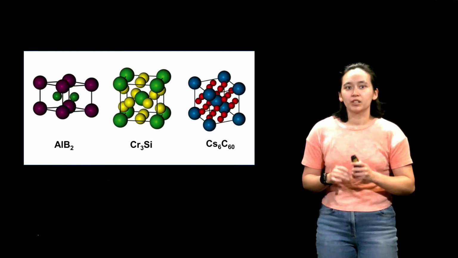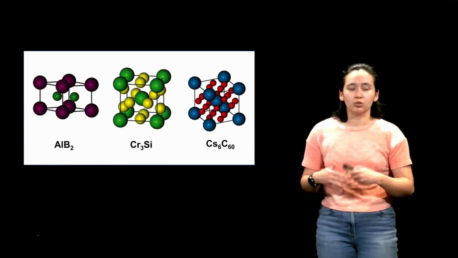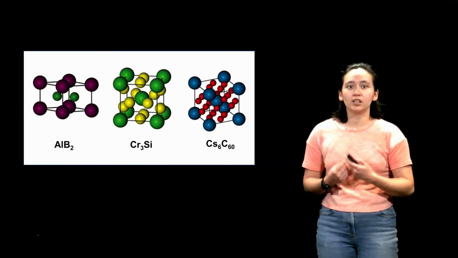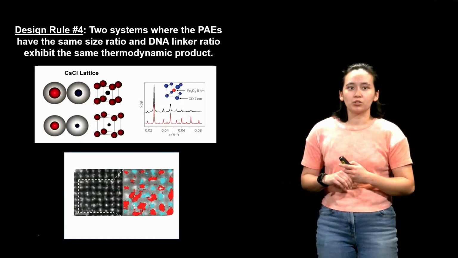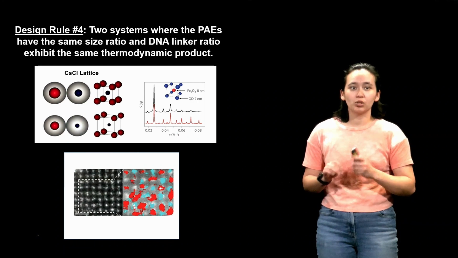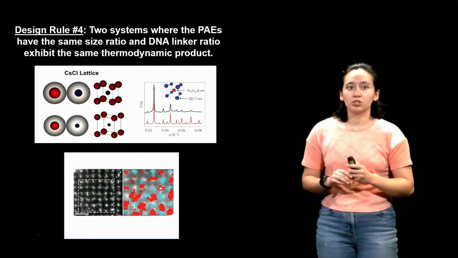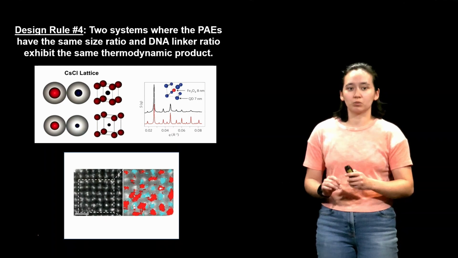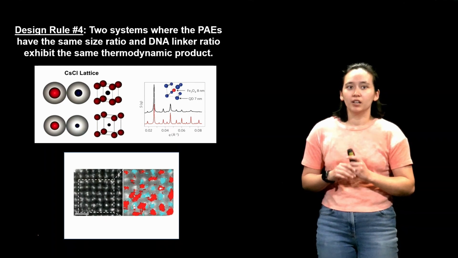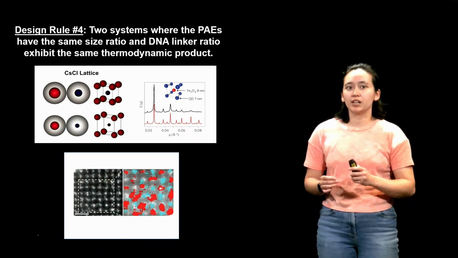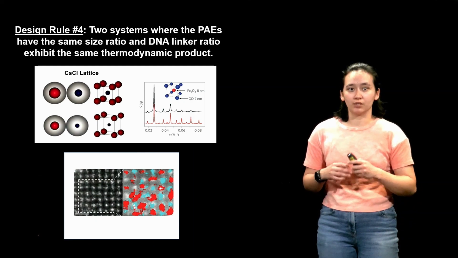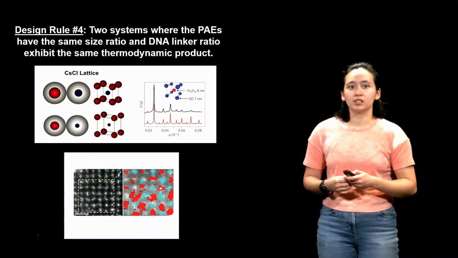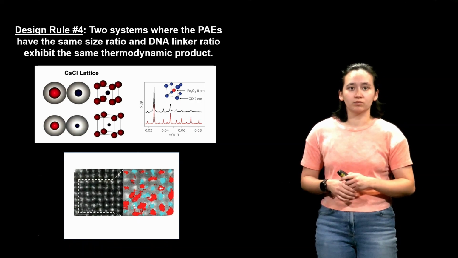And it doesn't end there. PAEs differ from atoms in that the particle, or the atom, and the DNA bonds can be tuned independently to create unique multi-component systems. And this capability follows from another interesting design rule that states two systems where the PAEs have the same size ratio and DNA linker ratio exhibit the same thermodynamic product. For example, these systems where the PAEs have the same overall size ratio and DNA linker ratio, but are composed of different types of cores and nucleic acids of different sizes and lengths, all assemble into cesium chloride lattices with different lattice parameters. The core compositions do not matter.